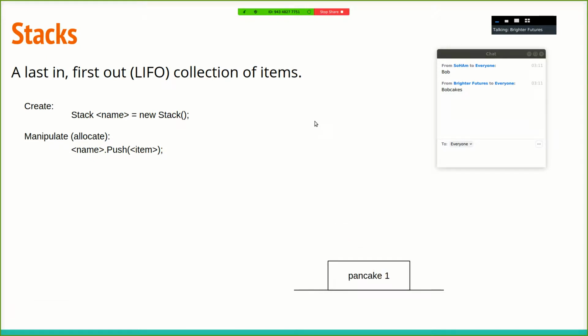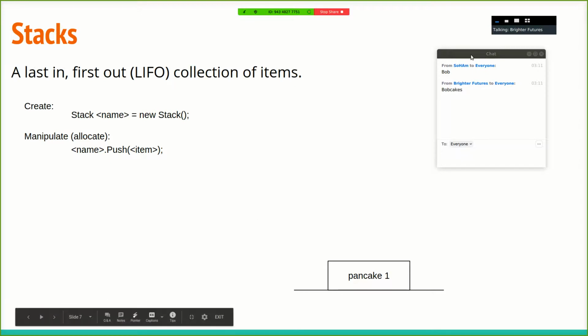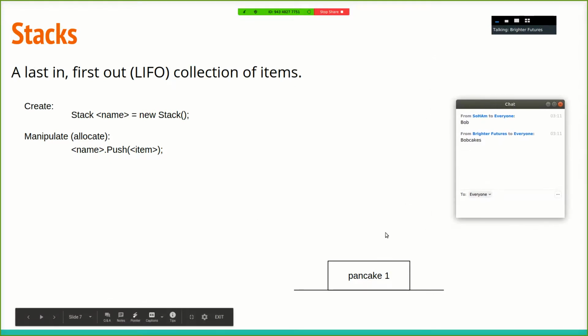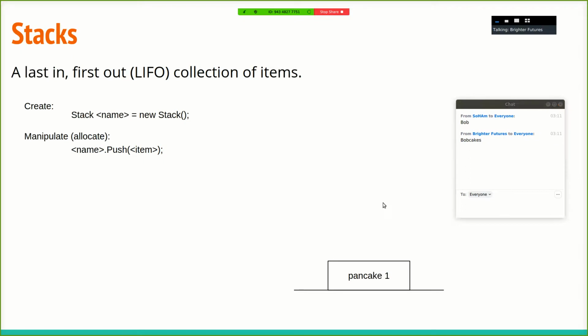Okay, there is a word, push. So you push something onto the stack. You'll say the name of the stack. We called ours Bob Cakes. Bob Cakes dot push, and then in brackets whatever you want to add to the stack. Hypothetically, what they added here was pancake 1, and you could see that pancake 1 just fell down and added to our stack. That's what the push command would do. So you push things onto the stack.